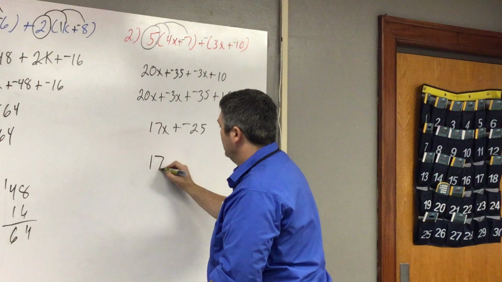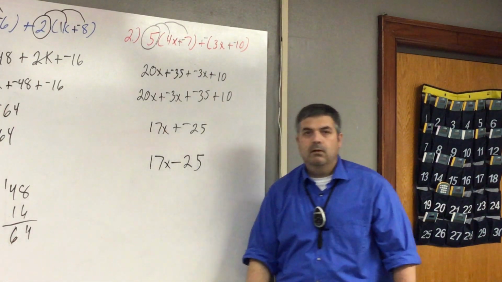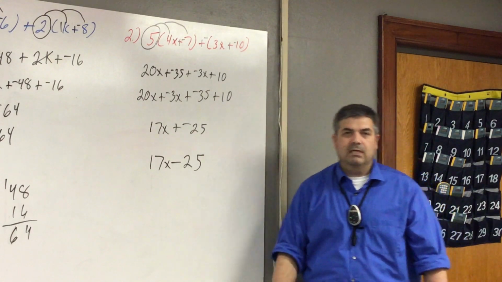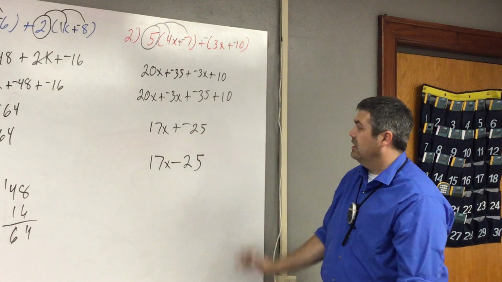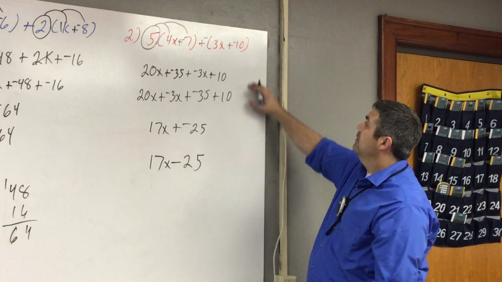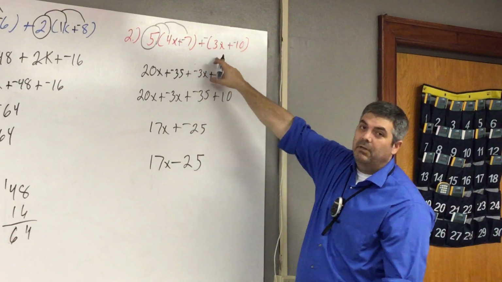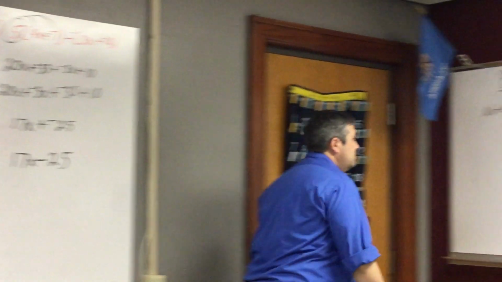The other way that you can write this is 17x minus 25. Either one of these, I would take either one. Pretty sure Get More Math will take either one of them. So you should be good there. Watch this. A lot of people make mistakes right here. Be careful with that.